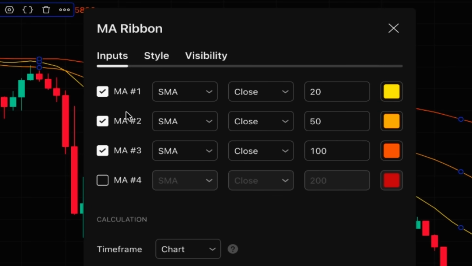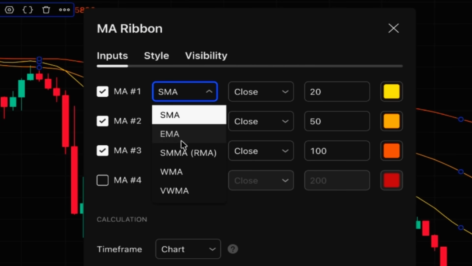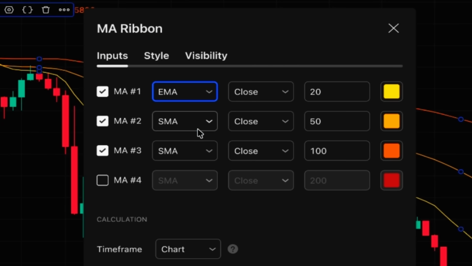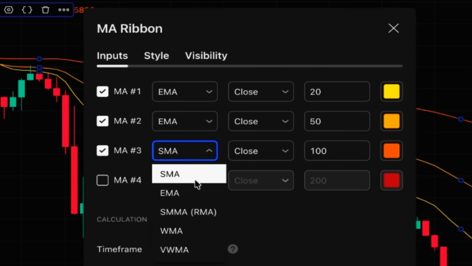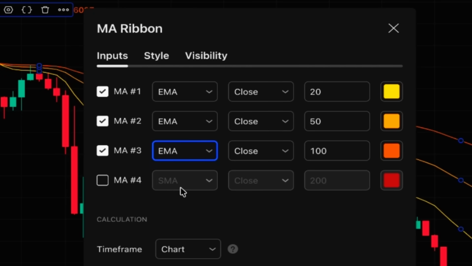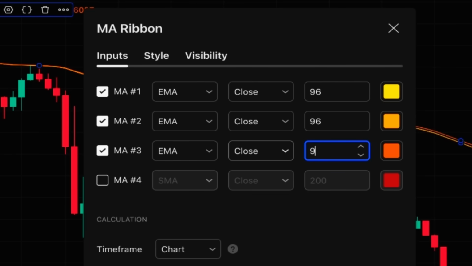The 3 of our moving averages should be exponential moving averages. So here for the first moving average, we set it at EMA. For the second one, also we set it at EMA. And for the third one, it should also be at EMA. 3 of these exponential moving averages should have length of 96. So here for the first EMA, we set the length at 96. For the second EMA, similarly at 96. And finally, for the third EMA, also set at 96.